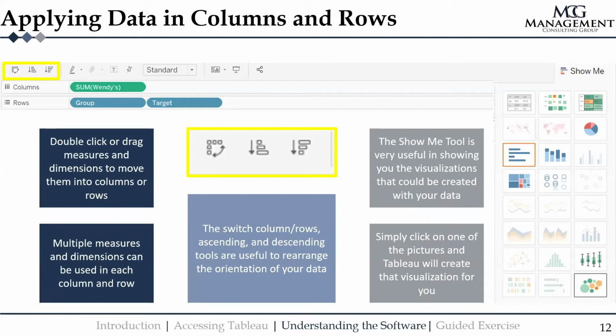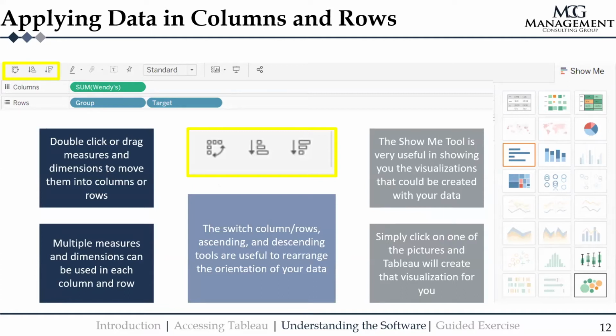So then applying your data and columns into rows. The measures and dimensions are going to be brought into your columns and your rows, similar to how in Excel, the columns run vertically and rows run horizontally. So to bring your measures or dimensions in, you're going to want to either double click them or drag them into the columns and rows section.